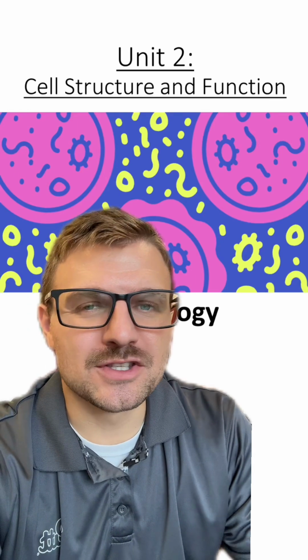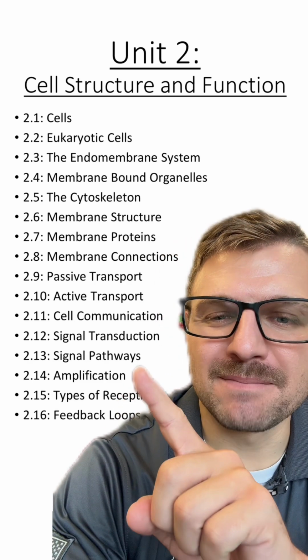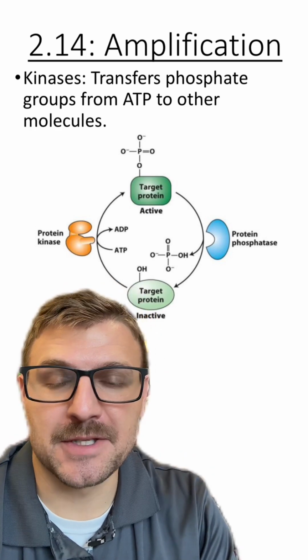Hello AP Biology students, we're going to go over the 14th section in Unit 2. And in this section, we're going to go over something called amplification. Before we get into what amplification is, we have two different types of enzymes that we have to know about.